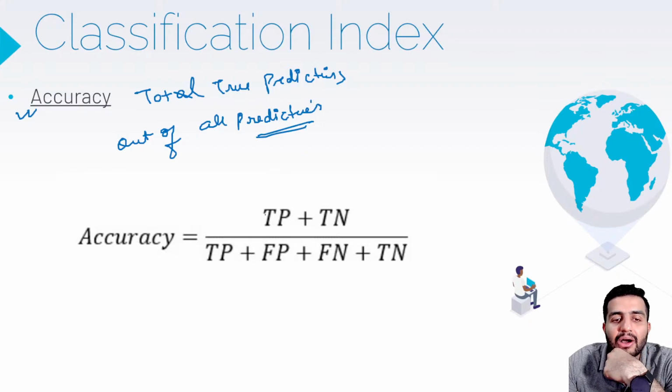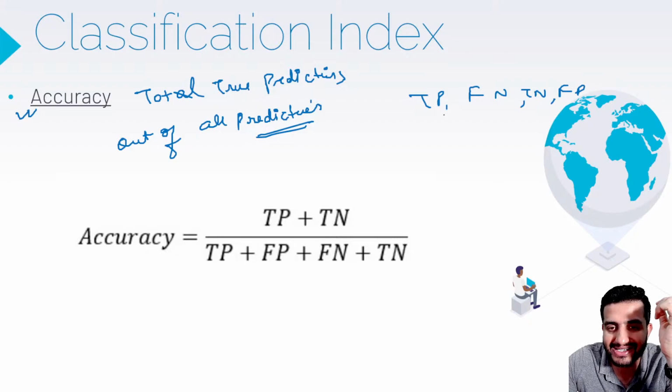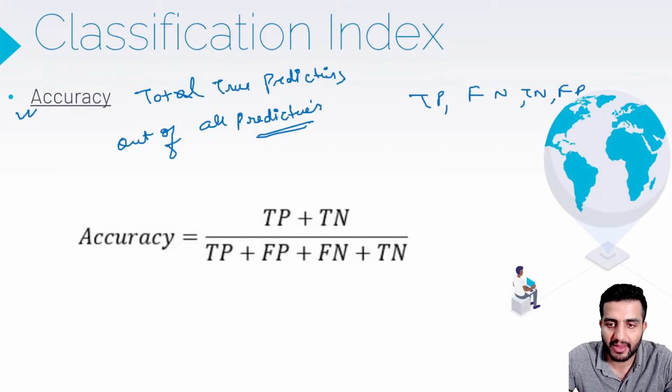So basically, out of all my predictions, what are all my predictions? All the four matrix values, TP, FN, TN, FP. So all my matrix, these are my four predictions, right? These are my four predicted values.